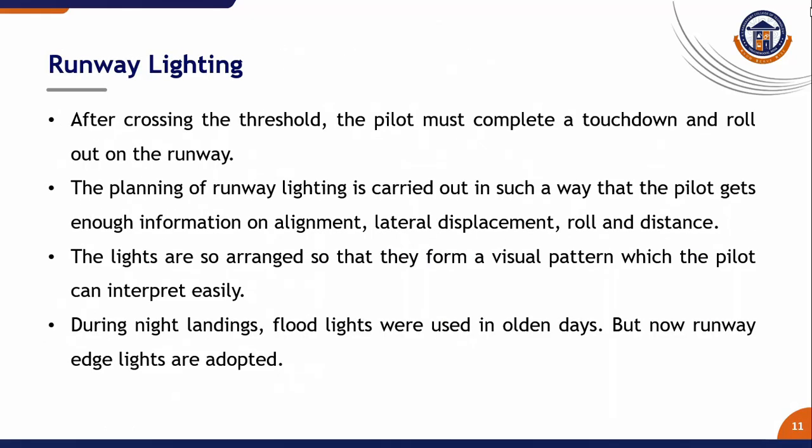Runway lighting. After crossing the threshold, the pilot must complete a touchdown and roll out on the runway. The planning of runway lighting is carried out in such a way that the pilot gets enough information on alignment, lateral displacement, roll and distance. The lights are arranged to form a visual pattern which the pilot can interpret easily. During night landings, floodlights were used in olden days, but now runway edge lights are adopted.